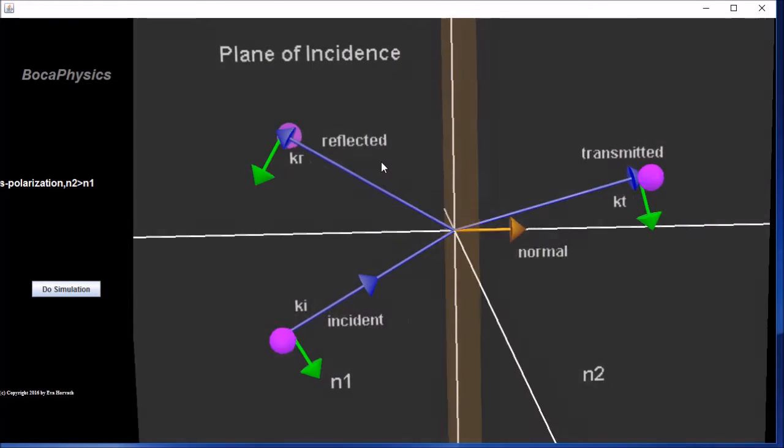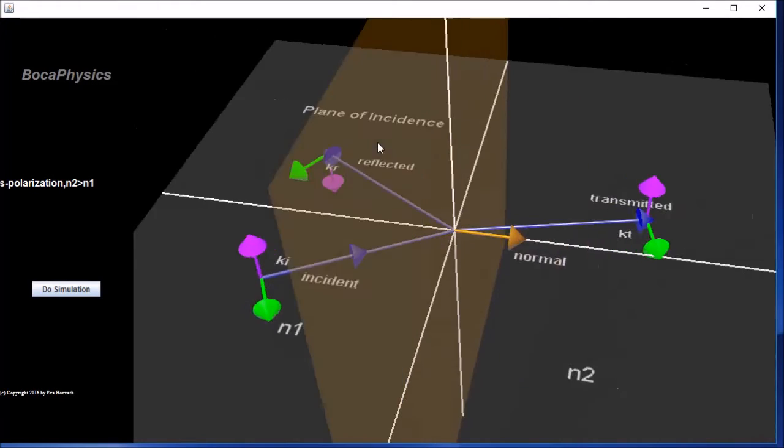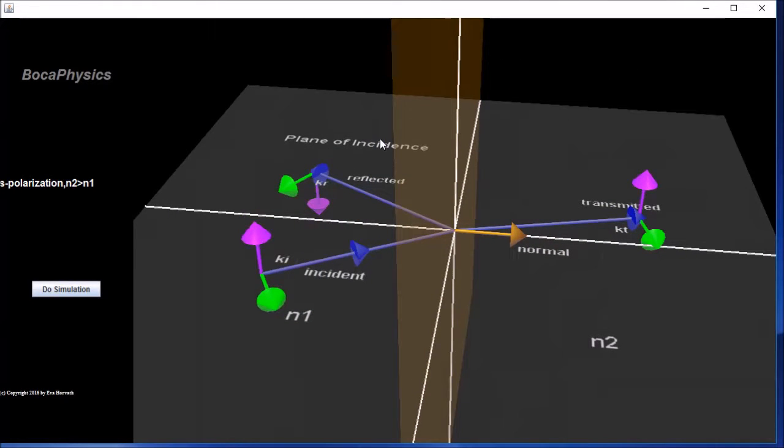Here's how the electric and magnetic fields of the incident, reflected, and transmitted waves behave for n2 greater than n1. Once again, purple arrows represent electric field vectors and green arrows represent magnetic field vectors. We have assumed perpendicular polarization, so the incident electric field is perpendicular to the plane of incidence. From this viewpoint, it points out of the screen.